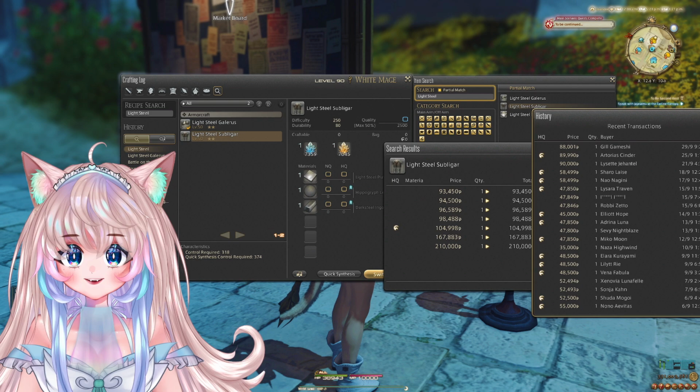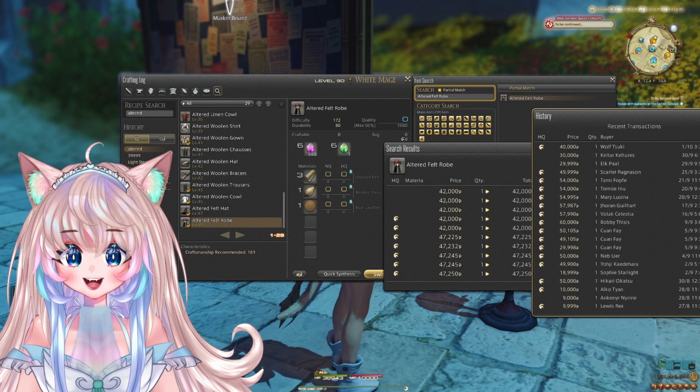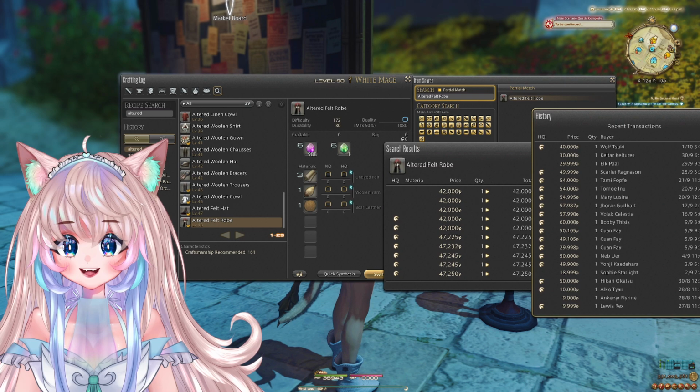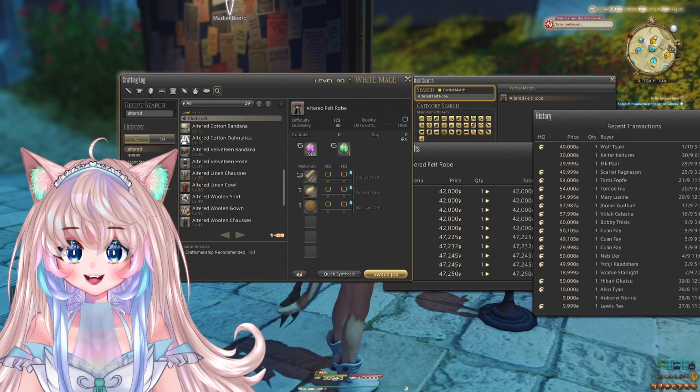But what if you don't have a master book, but you still want to craft some glamour? Here is the Altered Felt Robe, craftable at level 48, no master book needed, and you can sell it for 42,000, quite good for such a low-level craft, and no barrier of entry at all, so you can go ahead right with your level 48 weaver and craft this. But of course, we have a list. Let's take a look.